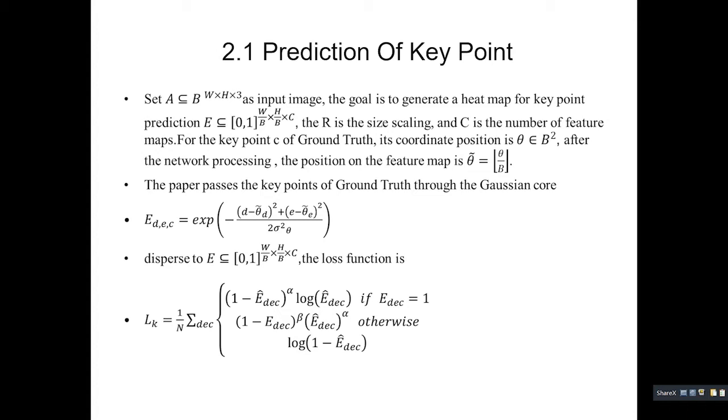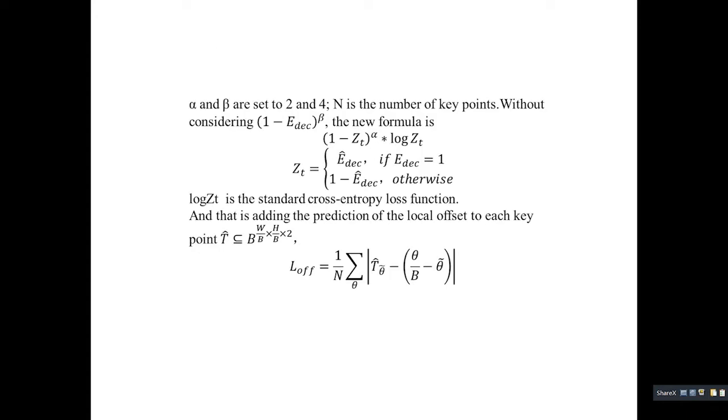After the network processing, the position in the feature map is given by the formula. The paper passed the key point of ground truth through a Gaussian kernel, dispersed to the formula, and the loss function is the formula. Alpha and beta are set to 2 and 4. N is the number of key points.